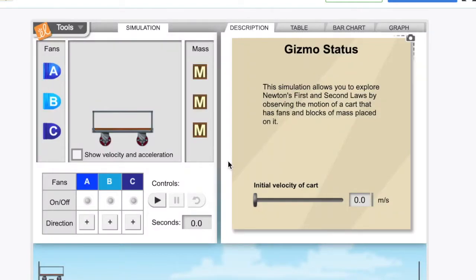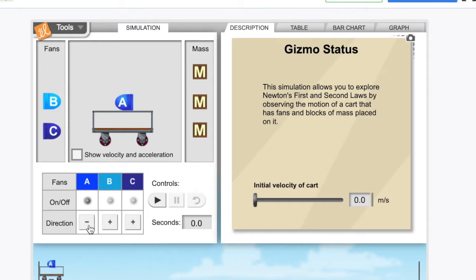All right, so we're taking a look at the fan cart physics gizmo, and there are a couple of prior knowledge questions, and try to answer those as best you can. And the first instruction, the warm-up, tells us to place fan A on the cart. There it is. So grab fan A.